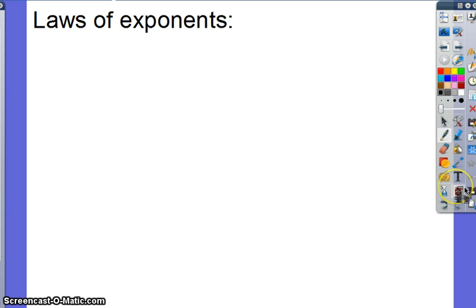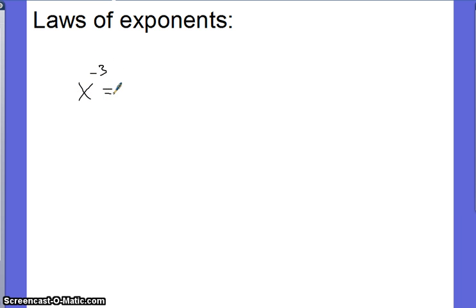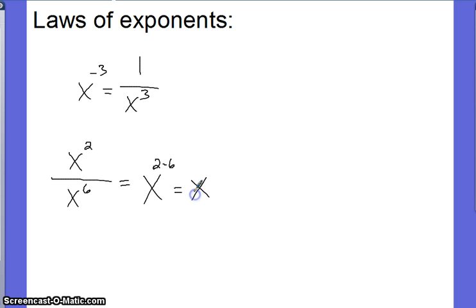Then our last law of exponents is that anything to a negative power means it's the reciprocal, 1 over x cubed. Let's take a look at this one. Now remember, if I had x squared over x to the 6th, our rule that we just had was that we keep our base and we subtract our exponents. 2 minus 6 would be x to the negative 4th.